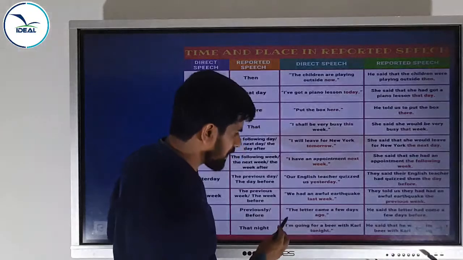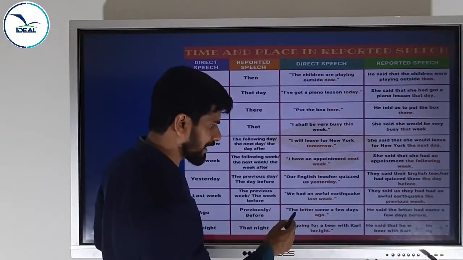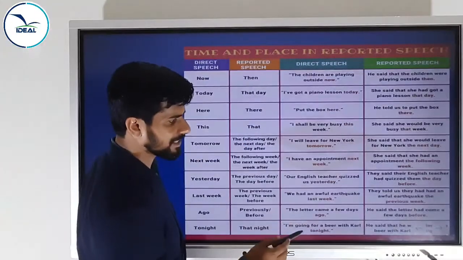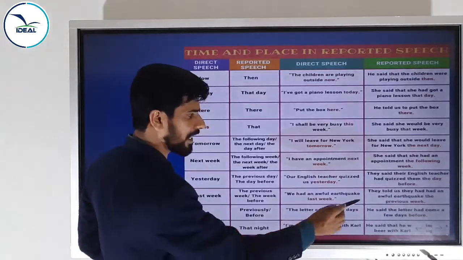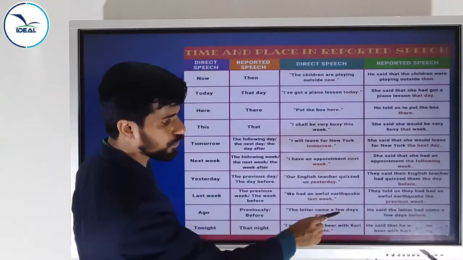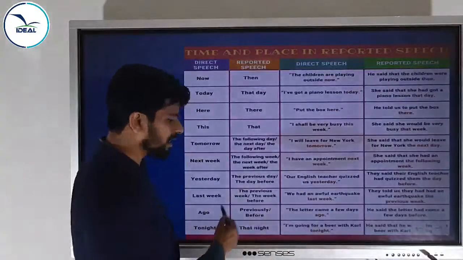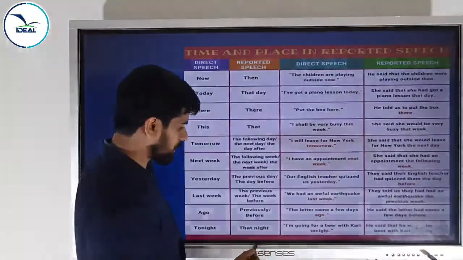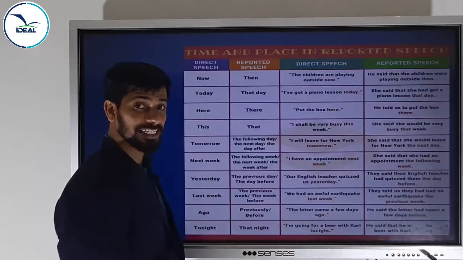For example, the letter came a few days ago. He said that the letter had come. Came becomes had come, right? Had come a few days before. Ago becomes before or previously. Okay, and tonight becomes that night.